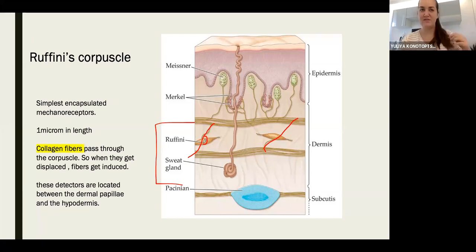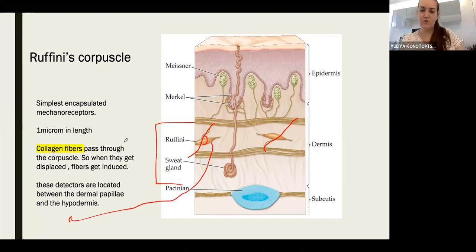Your Ruffini's. It's very similar to an analogy, like, I'm not sure if you have ever seen old vintage shops. When you open the door, the bell starts ringing, right? So it's like the security system there. When you open the door, the bell starts ringing. The same idea is here. You do anything, the collagen fiber gets displaced. And where is this collagen fiber? It is traversing through your Ruffini's. So Ruffini is aware of that. It starts to fire up the action potential and let your brain know about it.